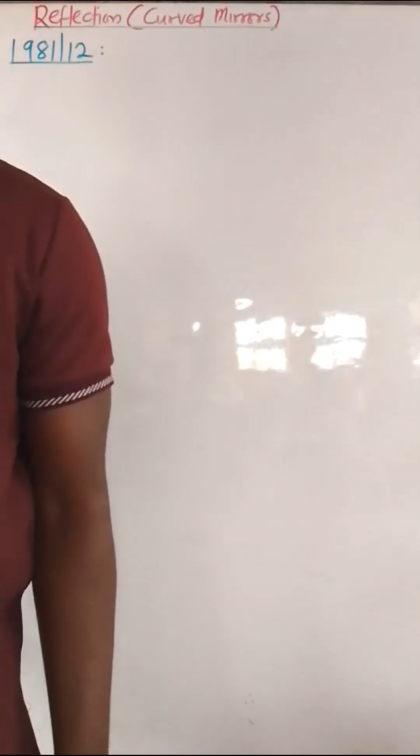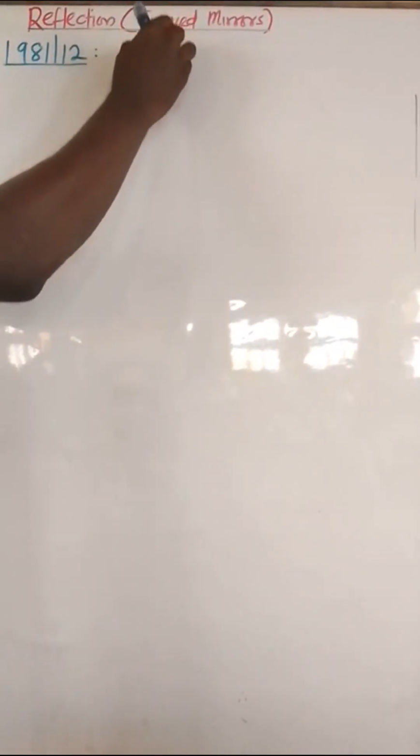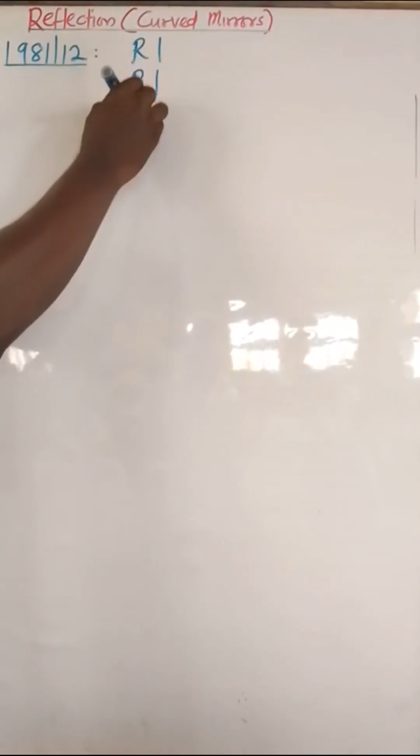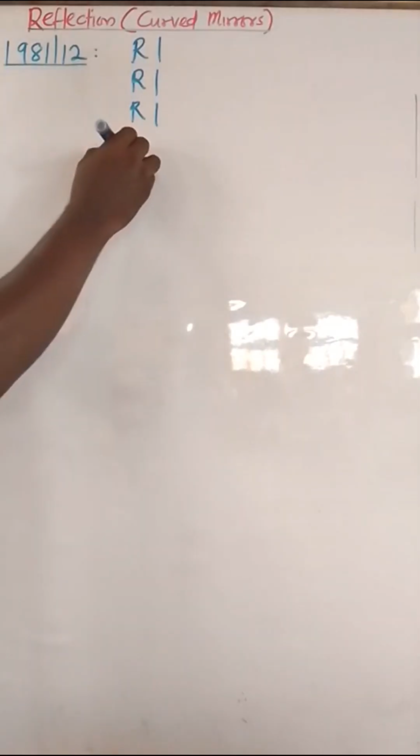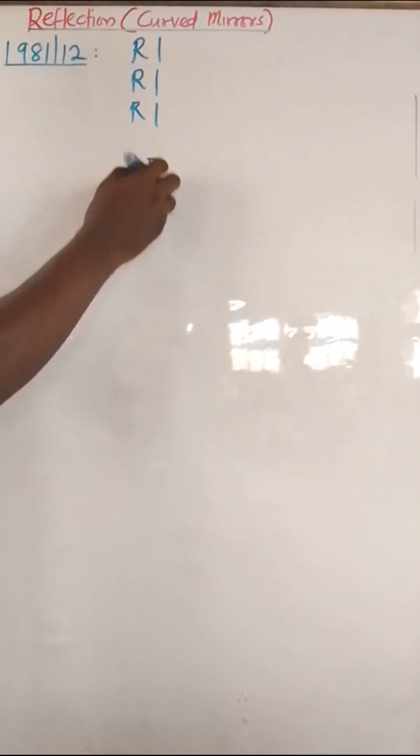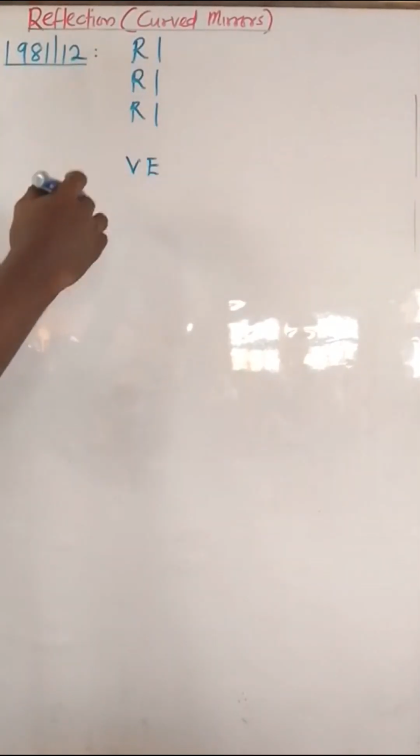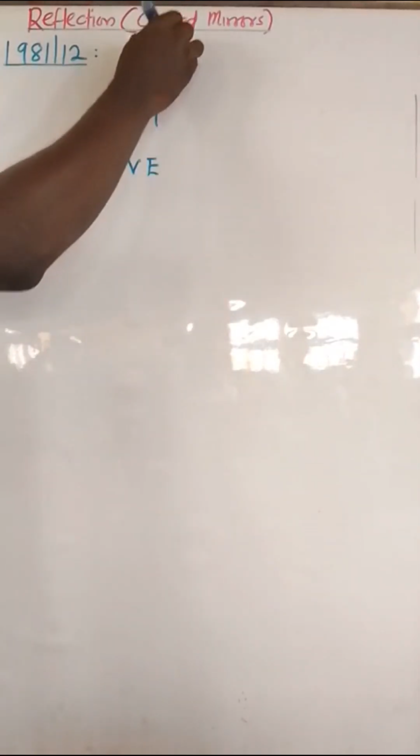1981, question 12. Which of the following statements is applicable to a real image formed by a concave mirror? Before we continue, for a concave mirror, the images formed are always real and inverted, except when the object is placed between the principal focus and the pole, where it is virtual. And when it is behind the center of curvature, it is what?